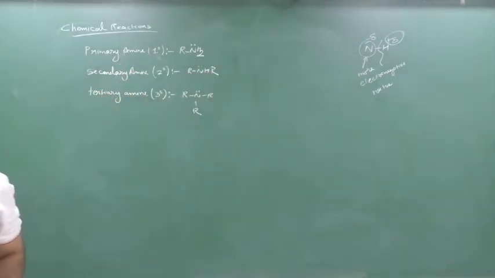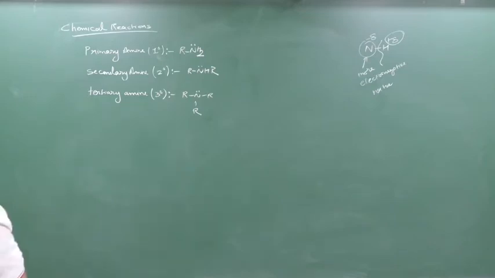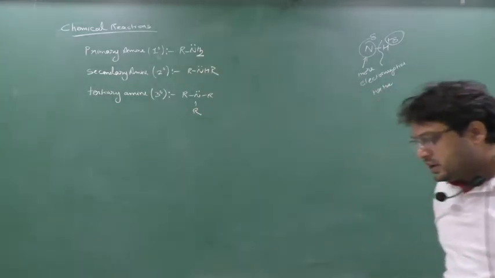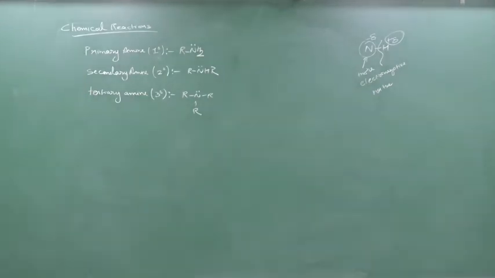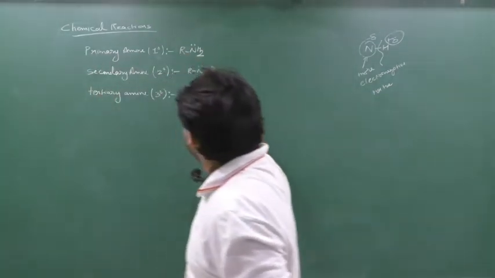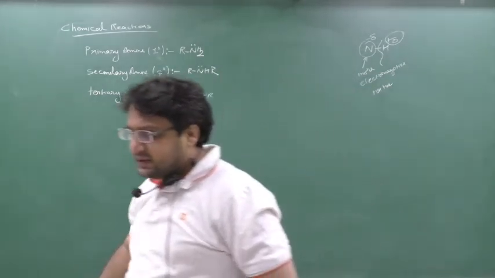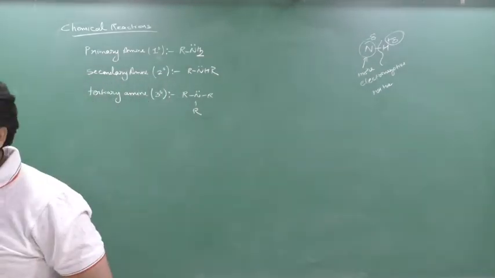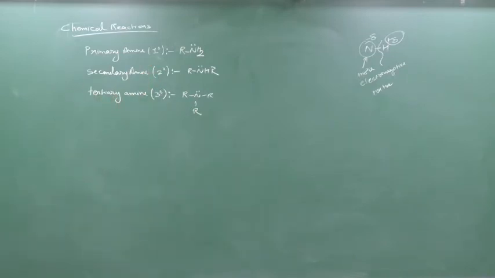Next point, above three amines have different acidic hydrogen, hence show different chemical reactions. Because acidic hydrogens are different: here there are two acidic hydrogens, here there is one acidic hydrogen, here there is no acidic hydrogen. So understood that the above amines have different acidic hydrogen, hence they show different chemical reactions.